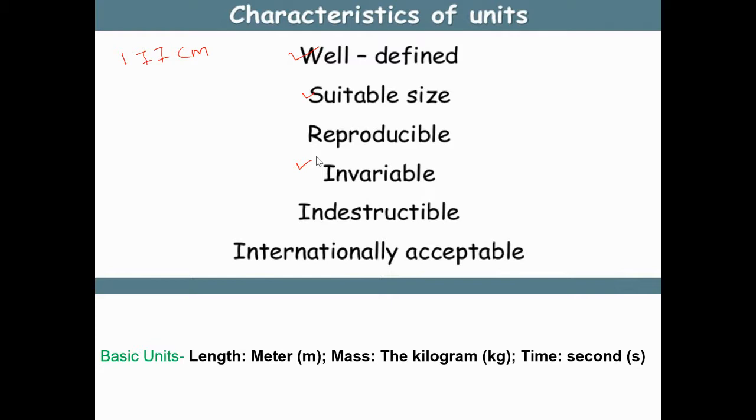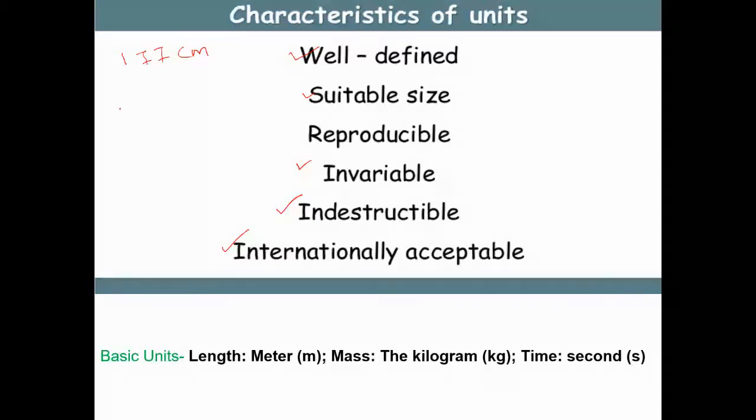Invariable, it will not change. My 177 centimeter height is not changeable. That's what we are saying. It is invariable, and it is indestructible. It will not change. For example, my 177 centimeter height will not be destructible. Destructible means you can totally destroy it. It is not possible. Finally, the most important thing, it is universally acceptable, internationally acceptable. So when you are about to use a unit, these are the 6 points which are very important when you are using a unit with a number: well defined, suitable size, reproducible, invariable, indestructible, and internationally acceptable.